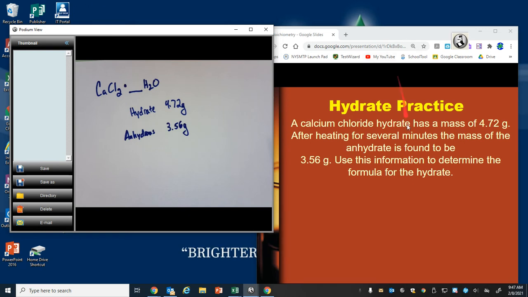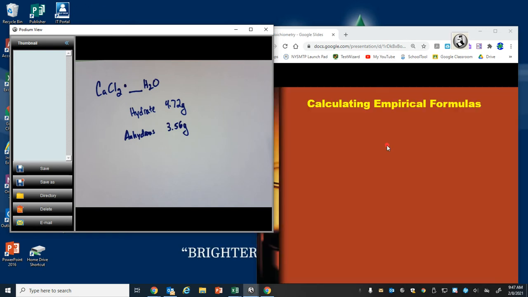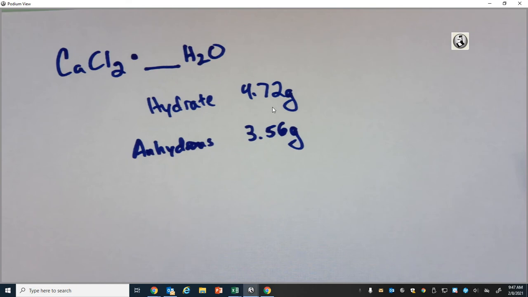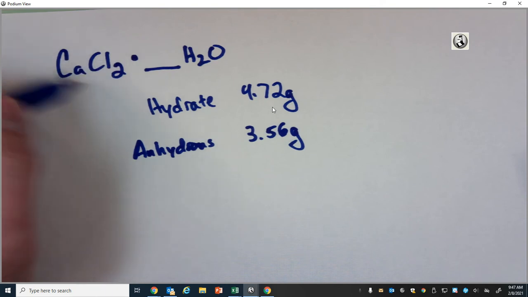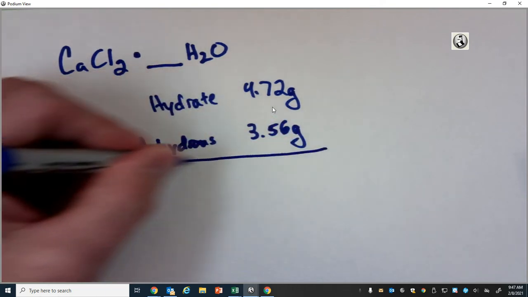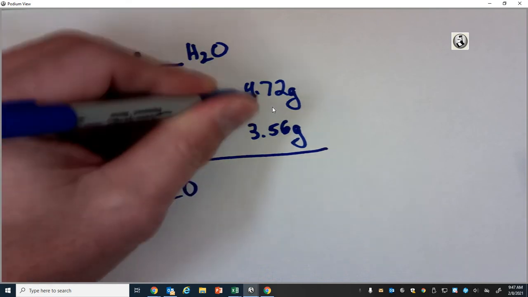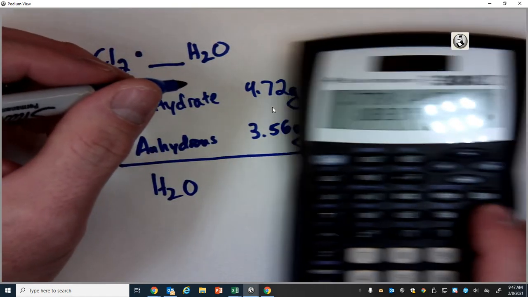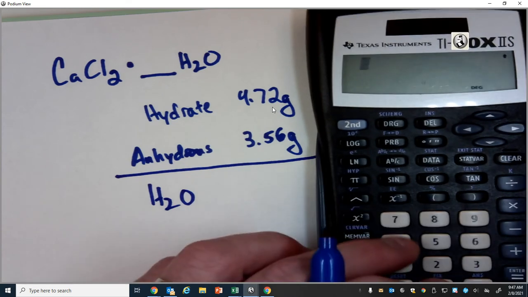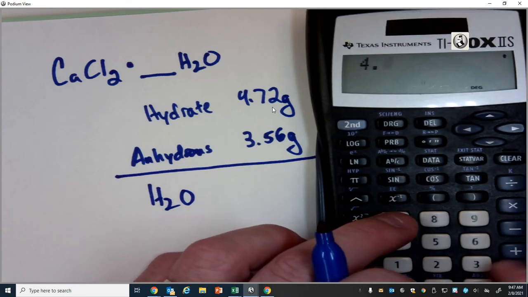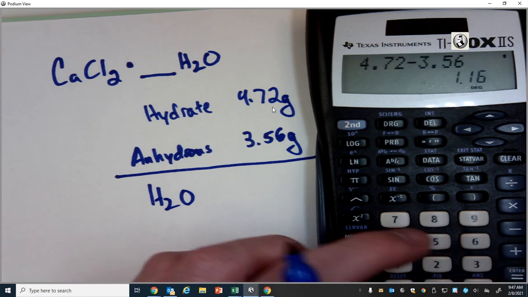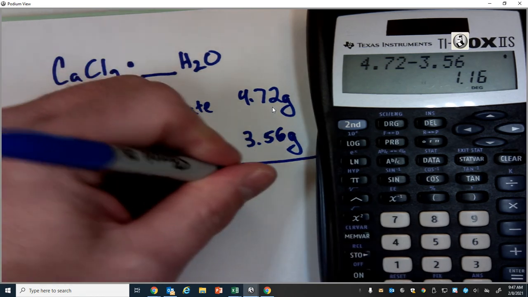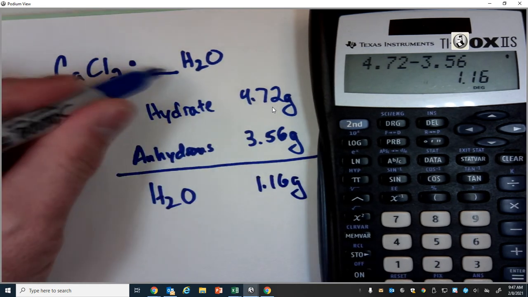So I'm going to get rid of the problem here. I'm just going to go up to the next one. Okay, I'm going to make this bigger. So a hydrate is this with water in it. The anhydrous is just this thing. So the difference is water. So water is going to be the difference between these two. So I'm just going to plug into my calculator. You could do the math the old school way if you want to, but you might as well use a calculator. 4.72 minus 3.56, and you get 1.16 grams. So 1.16 grams of this compound is water.